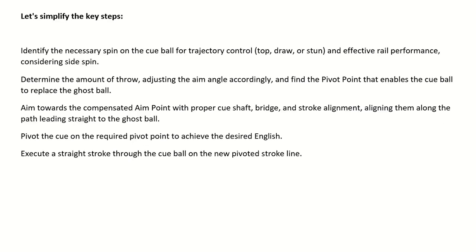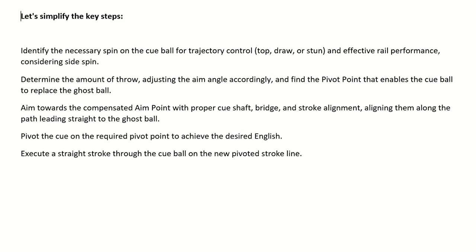Let's simplify the key steps. Identify the necessary spin on the cue ball for trajectory control, top, draw or stun, and effective rail performance, considering side spin. Determine the amount of throw, adjusting the aim angle accordingly, and find the pivot point that enables the cue ball to replace the ghost ball. Aim towards the compensated aim point with proper cue shaft, bridge and stroke alignment, aligning them along the path leading straight to the ghost ball.